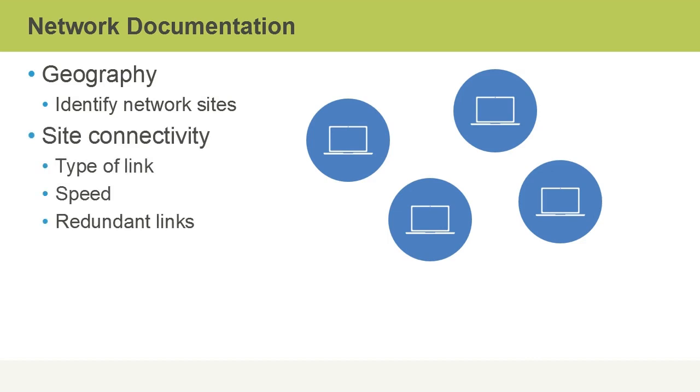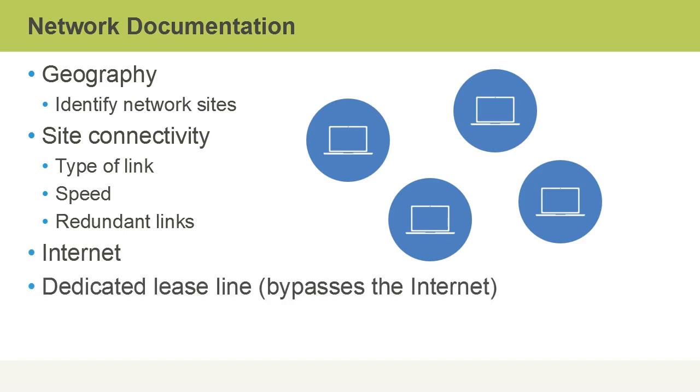Network documentation can also be based on geography, where it identifies different network sites and the site connectivity linking those locations. So the type of network link, the speed, any redundant links that might be put in place for fault tolerance, as well as internet connections, along with their speeds. Now, there might also be dedicated leased lines that link different sites together, which bypass the internet altogether.